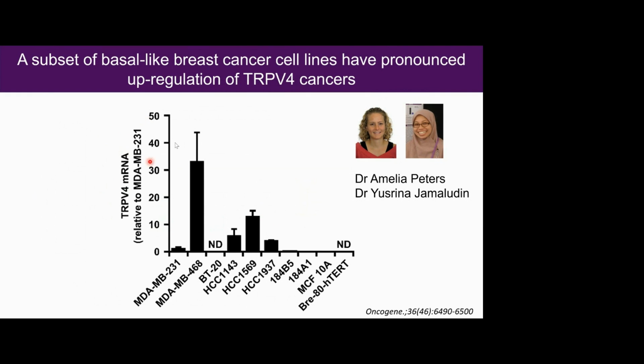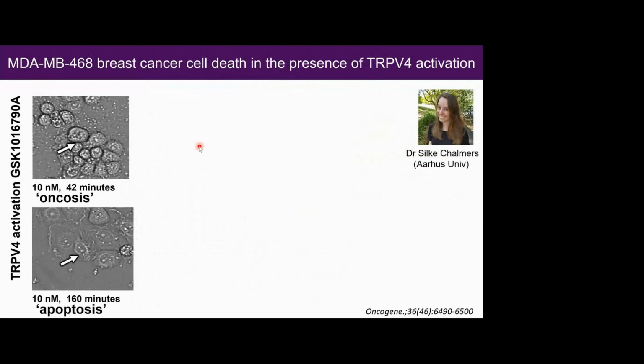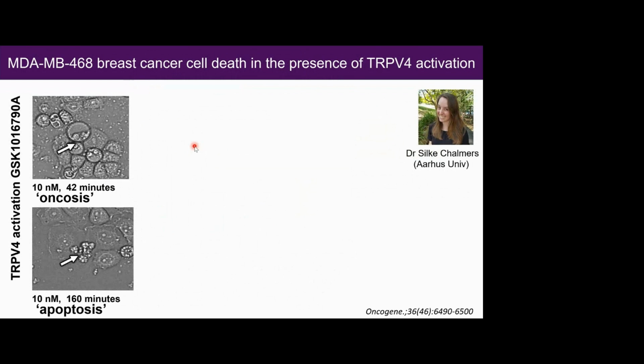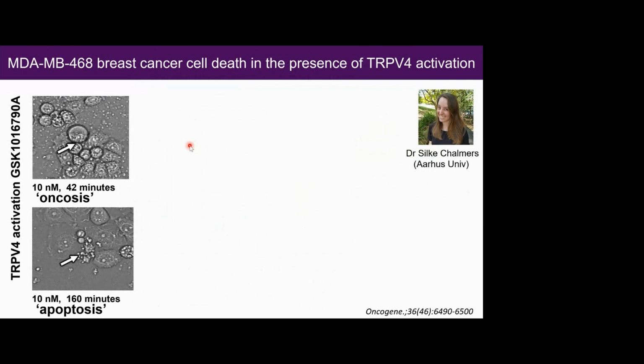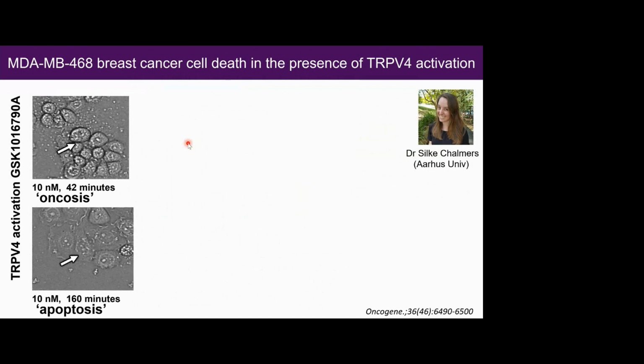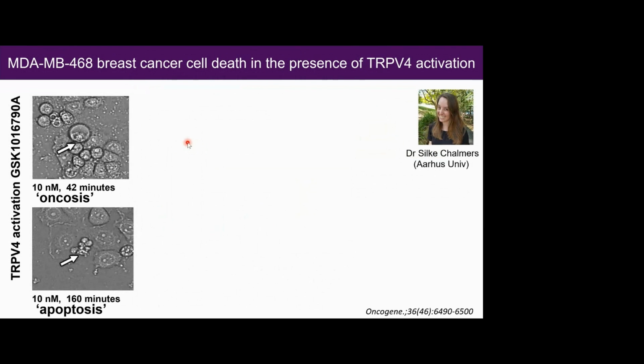So we took one of these cancer cell lines which overexpressed TRPV4 and asked the question, what would happen if we activated it? And this actually was work done with Silke when she was an undergraduate in our team. And what Silke did was live cell imaging and activated TRPV4 with this compound GSK. And what she observed was two different types of cell death. One was oncosis, where the ion gradient is so great the cell literally pops and explodes. And the other one is apoptosis, which is cell blebbing, which you're probably more familiar with.